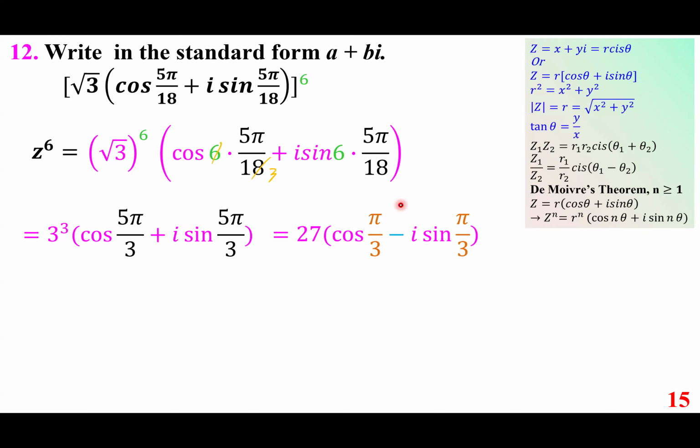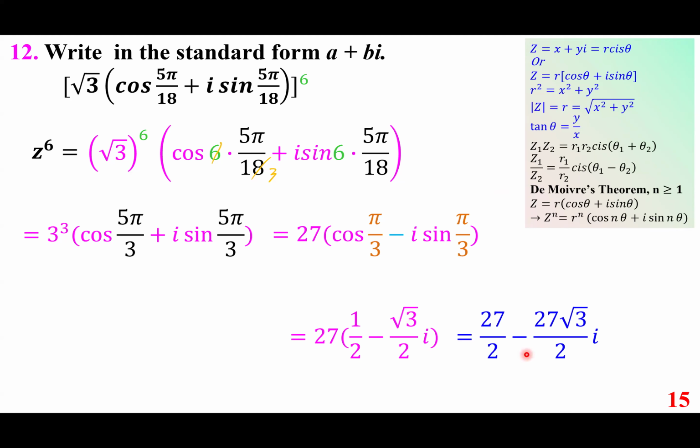And cosine of pi over 3 is 1/2. Sine of pi over 3 is square root of 3/2. And you can distribute the 27. You get 27/2 minus 27 square root of 3/2 i. So that would be the final answer.